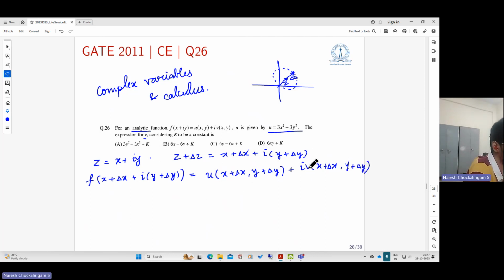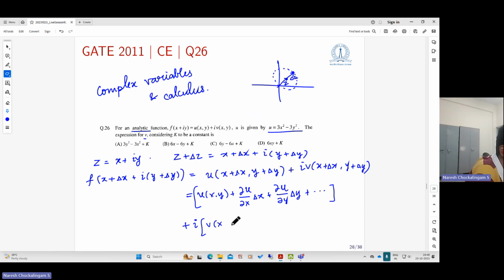Now these two are two real functions of two real variables. So you can write this as u of x comma y plus partial u with respect to x delta x plus partial u with respect to y delta y plus the higher order terms, plus i times v of x comma y plus partial v with respect to x delta x plus partial v with respect to y delta y plus the higher order terms.